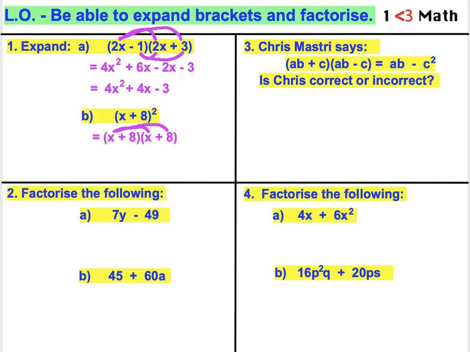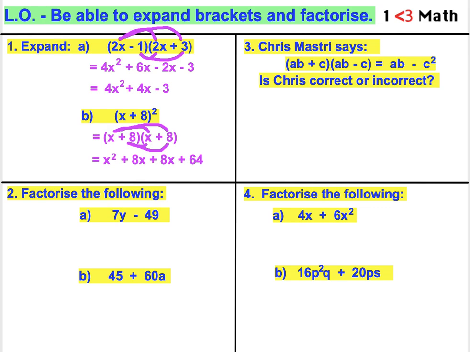x multiplied by x and x multiplied by 8 gives us x squared plus 8x. Then we do the inner. We've done the F and the O, the first and the outer. Again, it's going to be plus 8 times x and plus 8 times plus 8. So that's going to give us plus 8x plus 64. So again, we look to simplify.